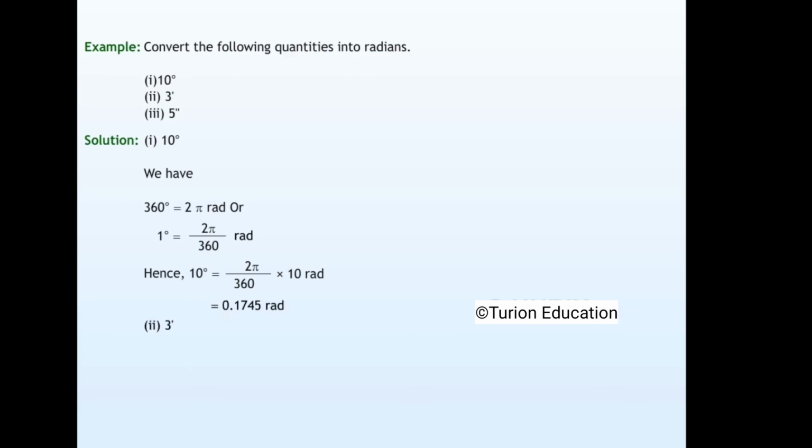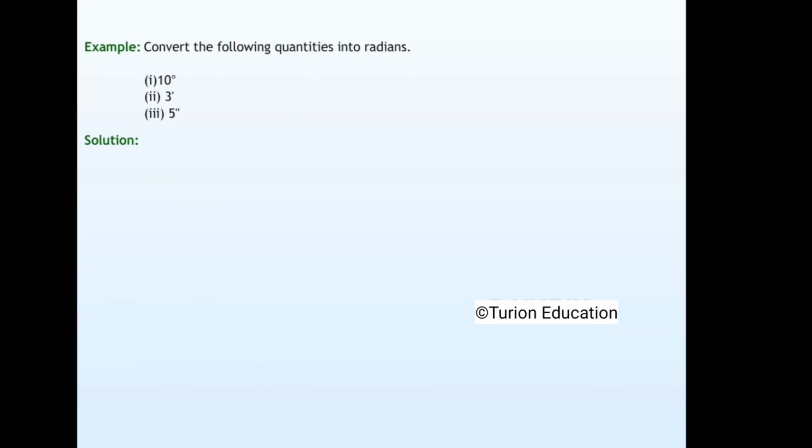3 arc minutes. We have 1 degree equals 60 arc minutes, or 60 arc minutes equals 2 pi by 360 radians, or 1 arc minute equals 2 pi by 360 into 60 radians. Thus, 3 arc minutes equals 3 into 2 pi by 360 into 60 radians, which equals 8.72 into 10 raised to minus 4 radians.